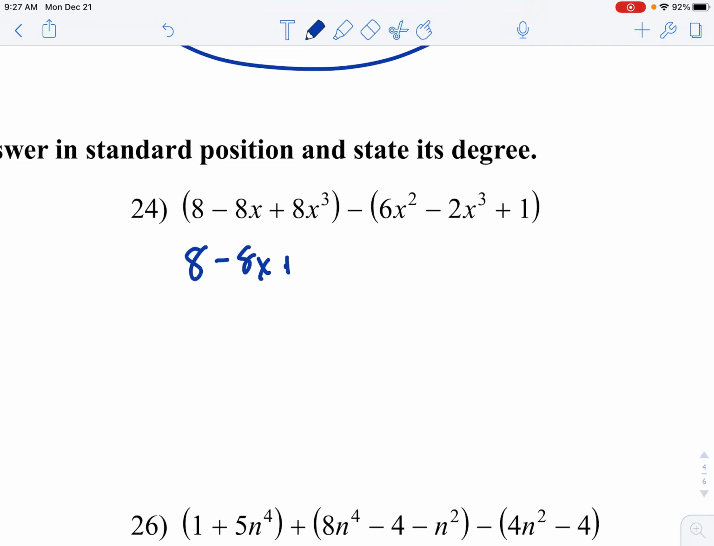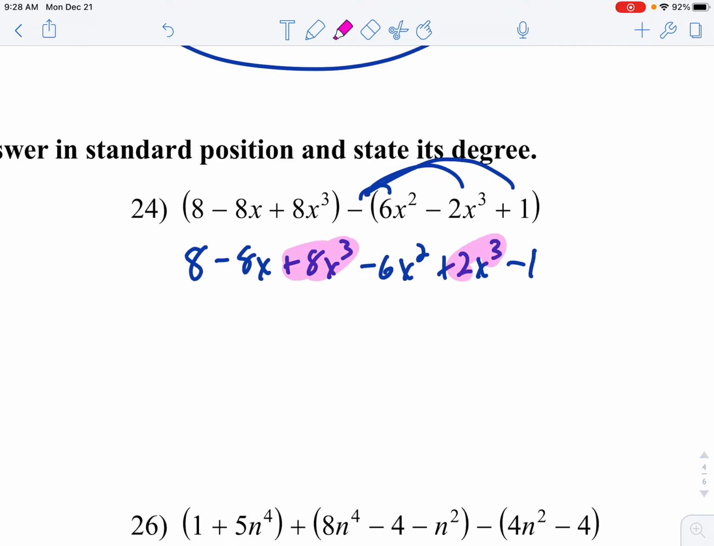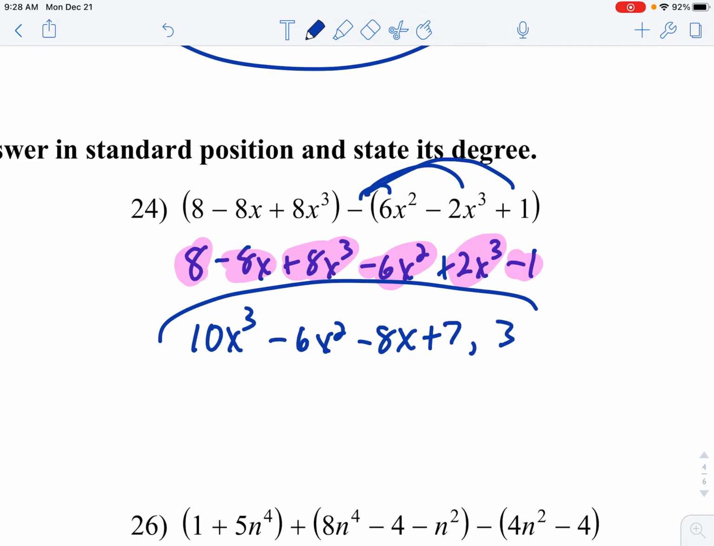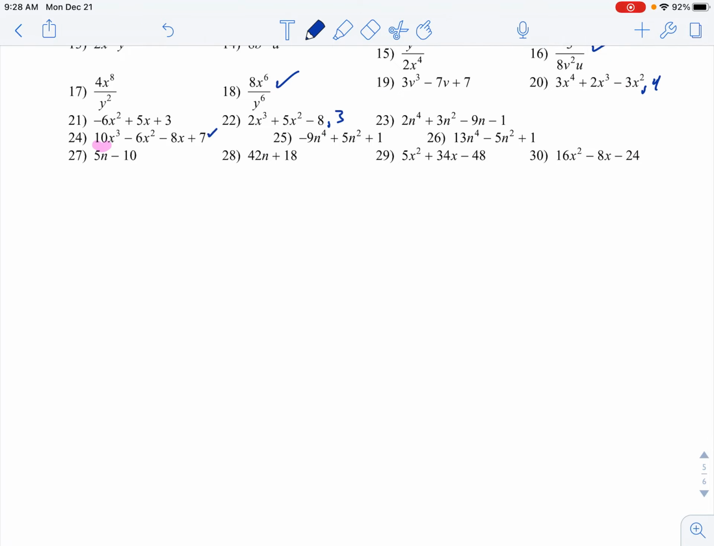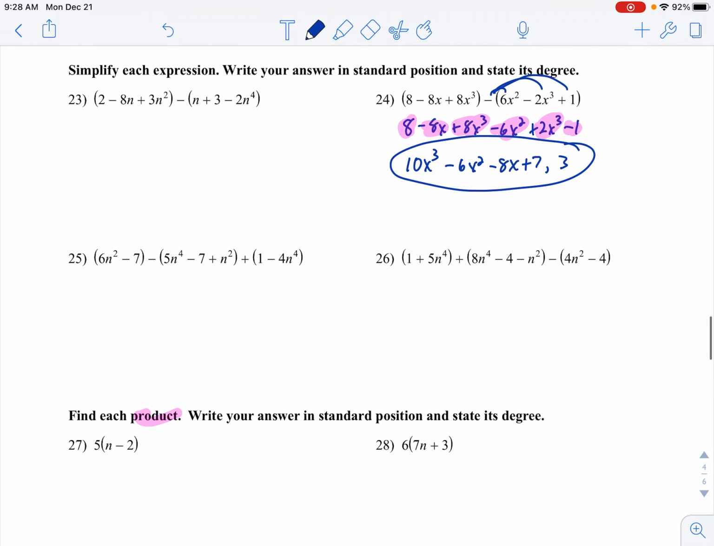8 minus 8x plus 8x to the third minus 6x squared plus 2x to the third minus 1. This term goes with that term. 8 plus 2 is 10x to the third. Well, it's a good thing I checked myself. Minus 6x squared, minus 8x. And then 8 minus 1 is positive 7, and it is a third degree polynomial. So that had better be my right answer. And yeah, it looks much better when you do it the right way.